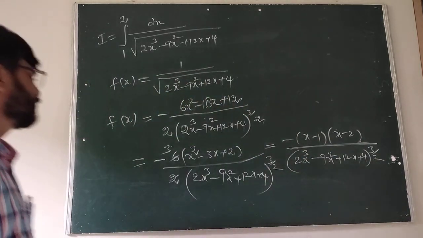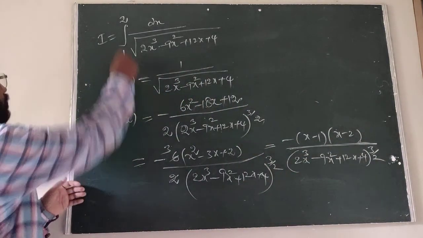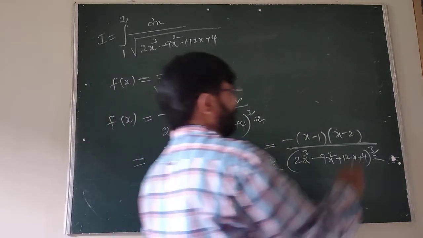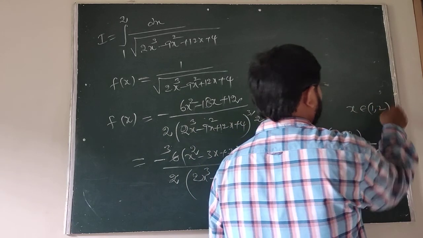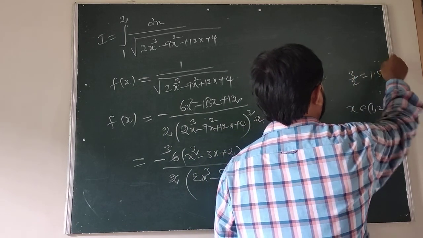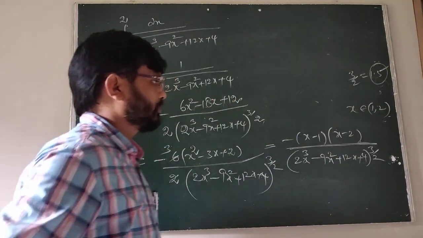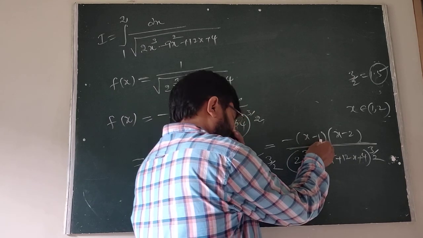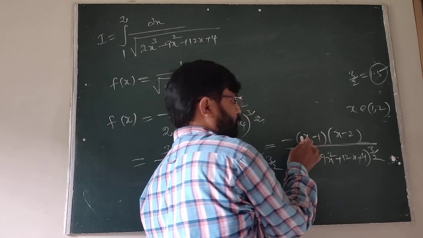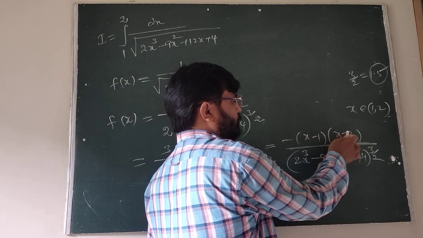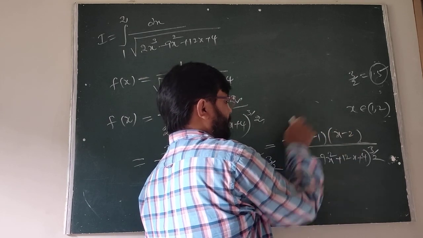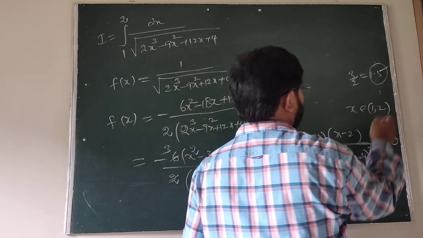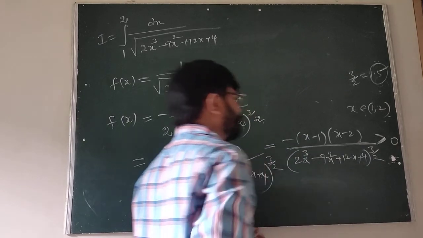Therefore here we observe the region 1 to 2, we are supposing x belongs to 1 to 2. We know that 3 by 2 is 1.5. We can substitute 1.5 here: 1.5 minus 1 is 0.5, positive. 1.5 minus 2 is minus 0.5, negative. Minus into minus is plus. It is always greater than 0 in the interval for x belongs to 1 to 2.